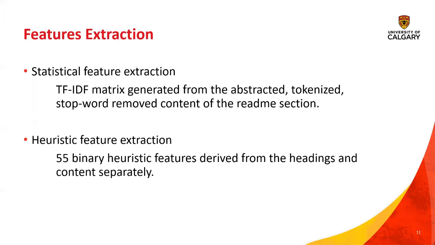Next, let's talk about the feature extraction. We extract two kinds of features from our data: statistical features and heuristic features. Statistical features is basically the TF-IDF matrix from the abstracted, tokenized, and stop word removed content of the README section. Heuristic features are 55 binary features derived from the headings and body content separately. These 55 binary features can be categorized into 4 types, namely linguistic patterns, repository name, single word non-English heading, and non-ASCII content text.